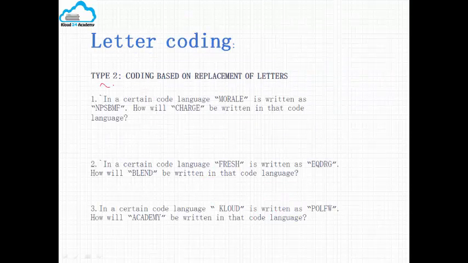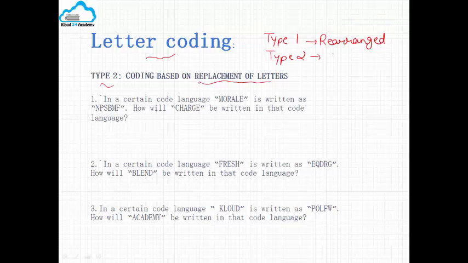Let's move to type 2 of letter coding. Here coding is based on replacement of letters. Type 1 is rearrangement: letters same, just rearranged. Type 2: letters are different, that is, replaced. Let's look at this question. In a certain code language, MORALE is written as NPSBMF. How will CHARGE be written in that code language?